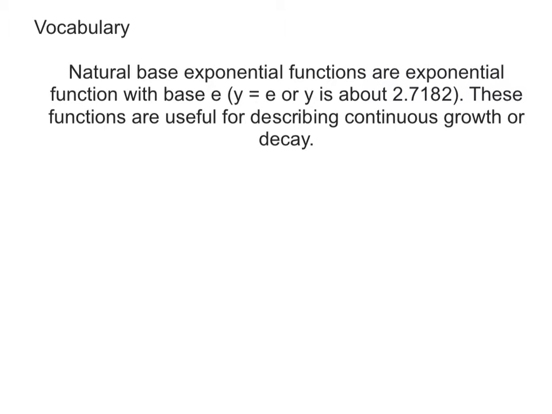It says natural base exponential functions are exponential functions with base e. These functions are useful for describing continuous growth or decay. So if it has a base of e, e itself is about 2.7182, and specifically this graph is supposed to be continuous. But what you need to understand is e is irrational, because notice that I said about, so that's not even the exact value, that's about 2.7182.